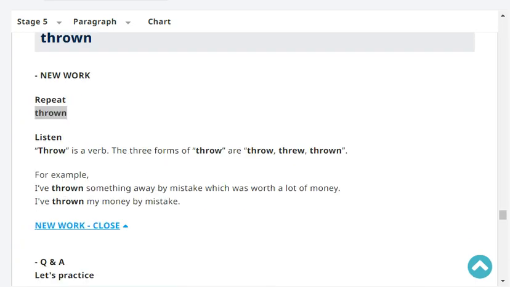Next, repeat. Thrown. Thrown. Very good again. Throw is a verb. The three forms of throw are throw, threw, thrown. So thrown is a past participle. For example, I've thrown something away by mistake which was worth a lot of money.